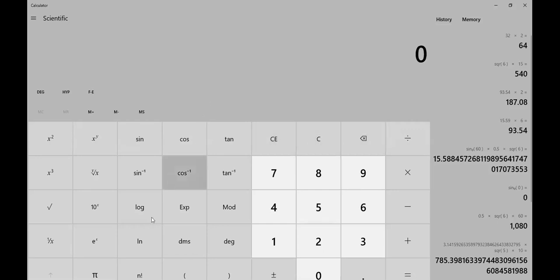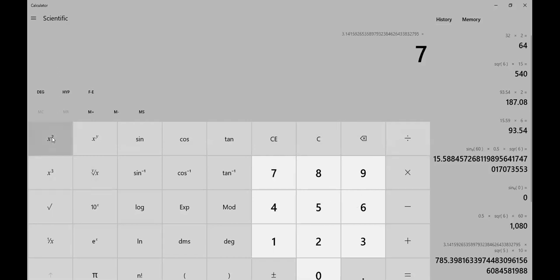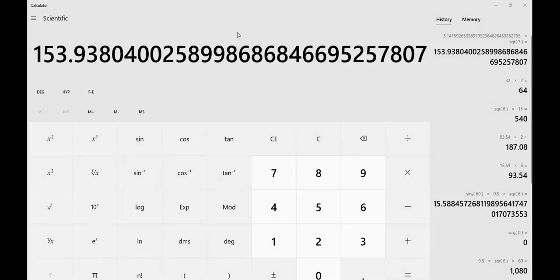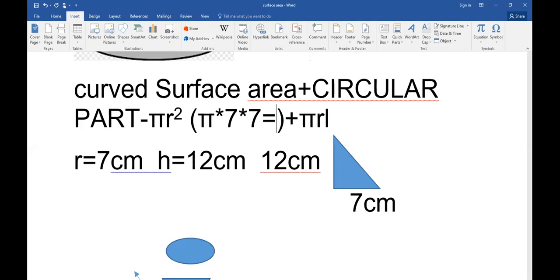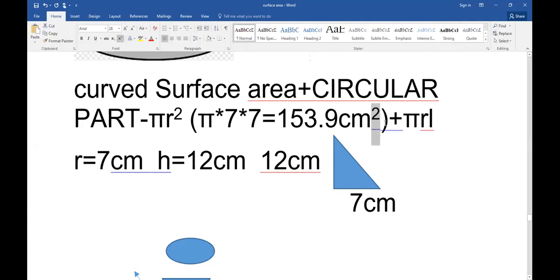So in the calculator, we are going to have pi times 7 squared. That's going to give us the answer as 153.9, because it is in 4 significant figures. Let's come here, 153.9. And the answer here is 153.9 centimeters squared. There's no problem in that.